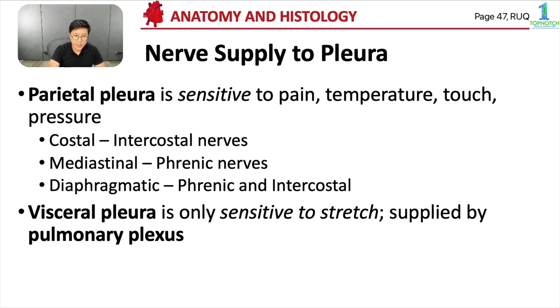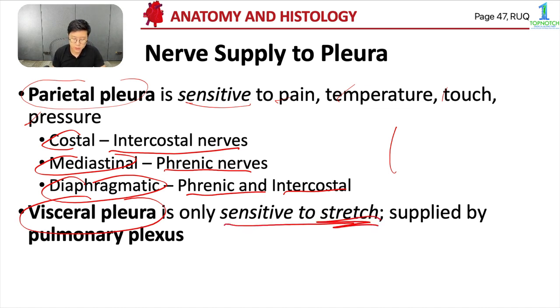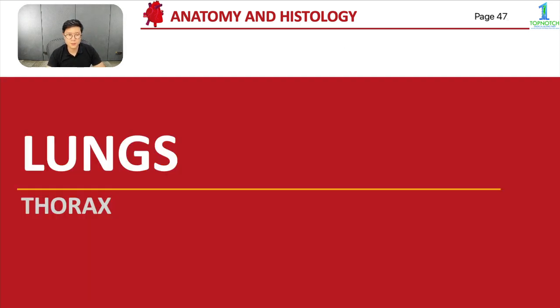The pleura has nerve supply. Your parietal pleura is sensitive to pain, temperature, touch, and pressure. The costal part, yung nakadikit sa ribs, it's via the intercostal nerves. The mediastinal part is via the phrenic nerves. And your diaphragmatic part is via the phrenic and intercostal nerves. The visceral pleura, on the other hand, is only sensitive to stretch, which is supplied by the pulmonary plexus.